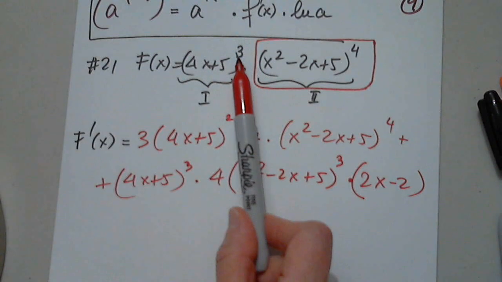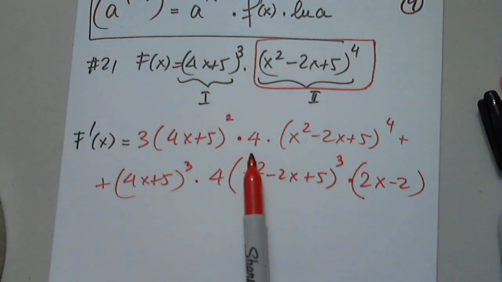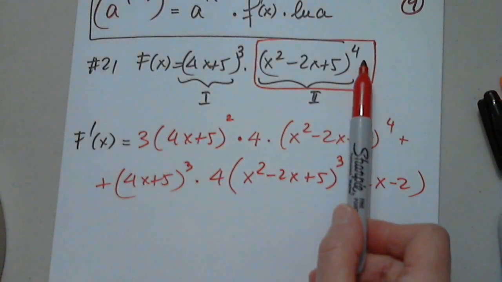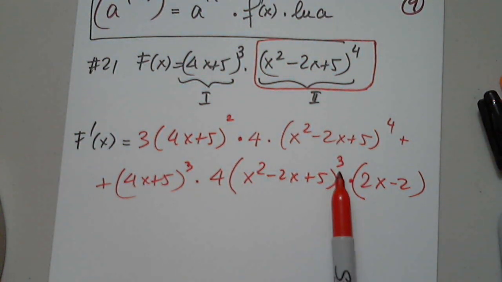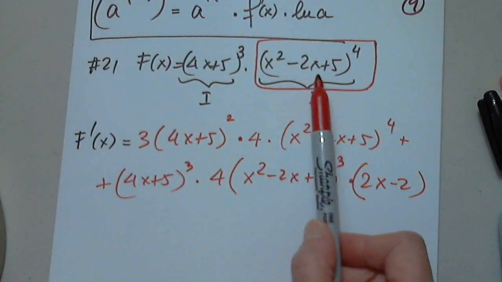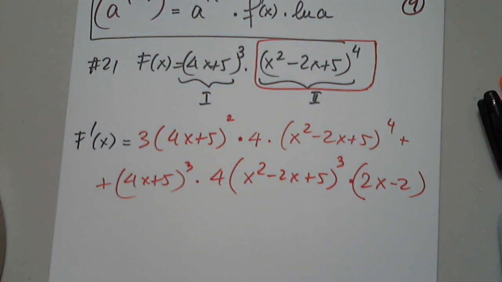Power in front, subtract 1 from the power times the inner function prime, times the second function plus the first function, times power in front, n minus 1, 4 minus 1 is power 3, times the inner function prime, which is 2x minus 2. Are you in sync with me? Are you with me? Yeah, that makes sense. No. Yes.